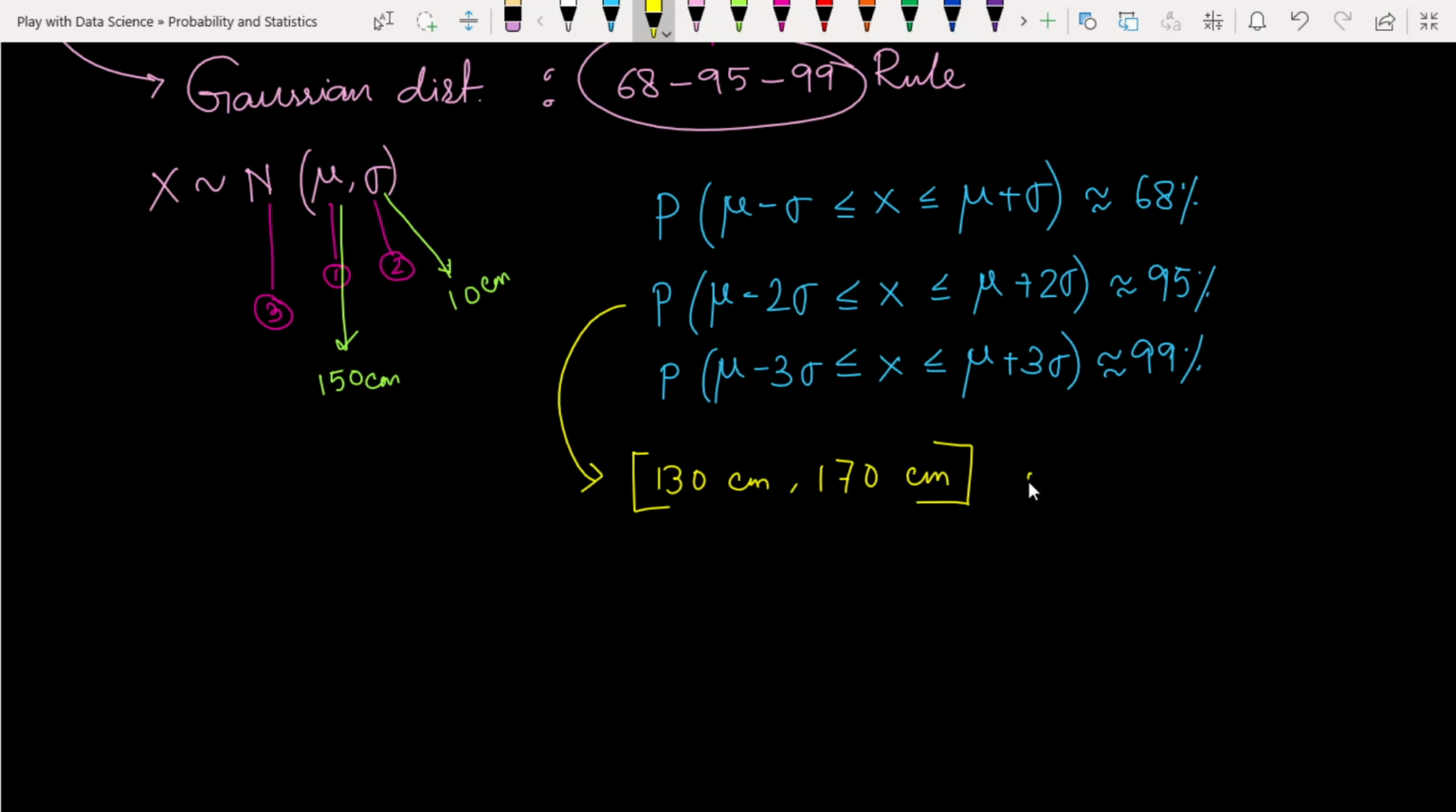we have 95% of the students' heights in this range, 130 centimeters to 170 centimeters. Similarly, we can conclude these things. So I think you have understood this.